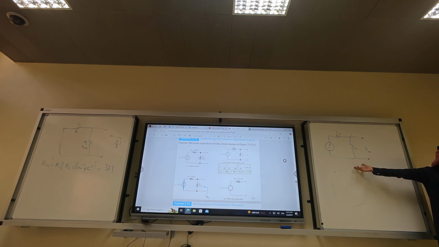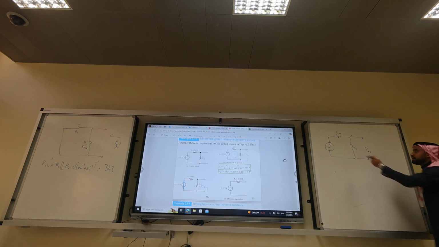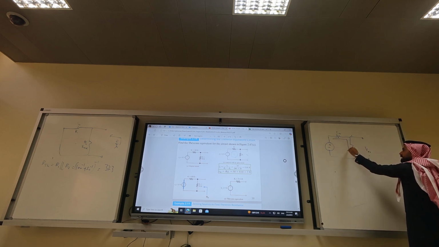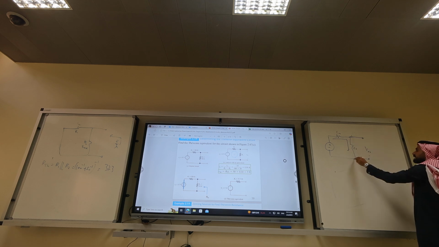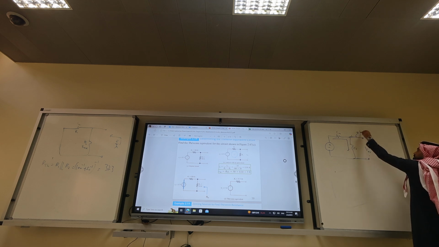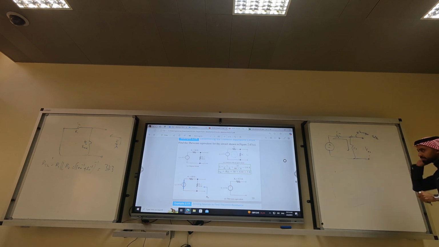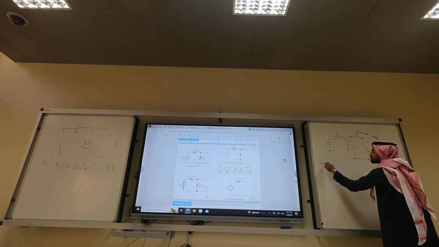Do you guys remember voltage divider rule? So we use VDR. Why? Because these are in series, right? This is nothing. This is hanging cables. Don't care about them. So using VDR, voltage divider rule.